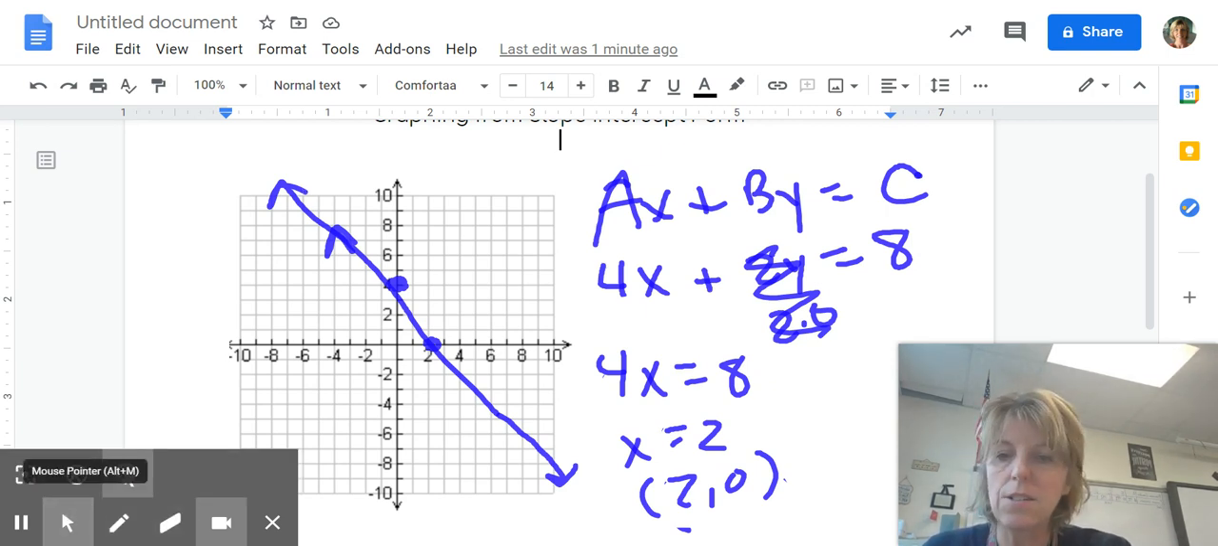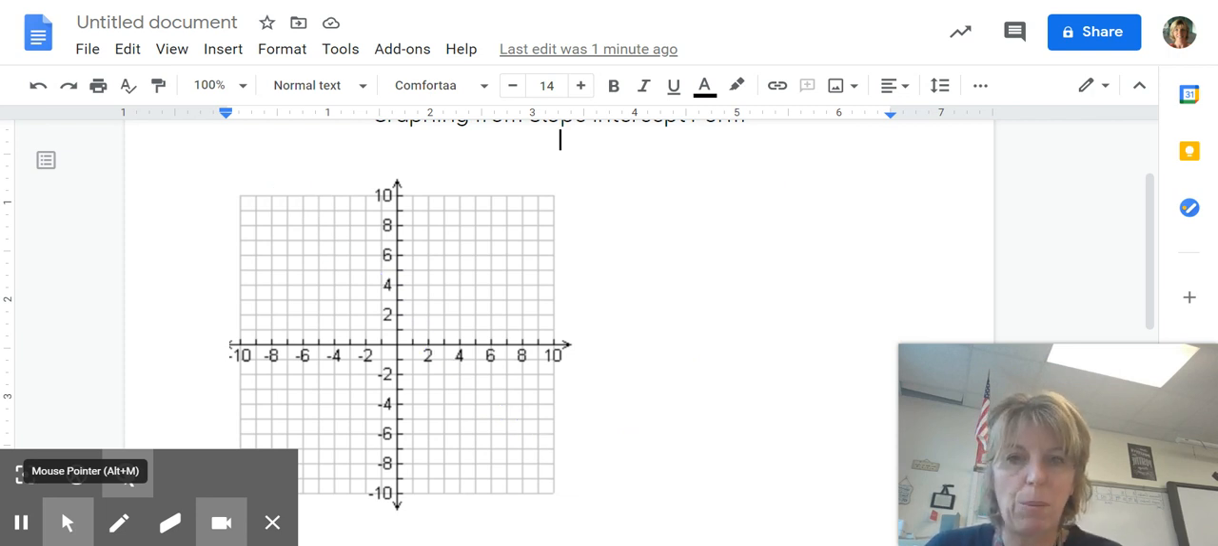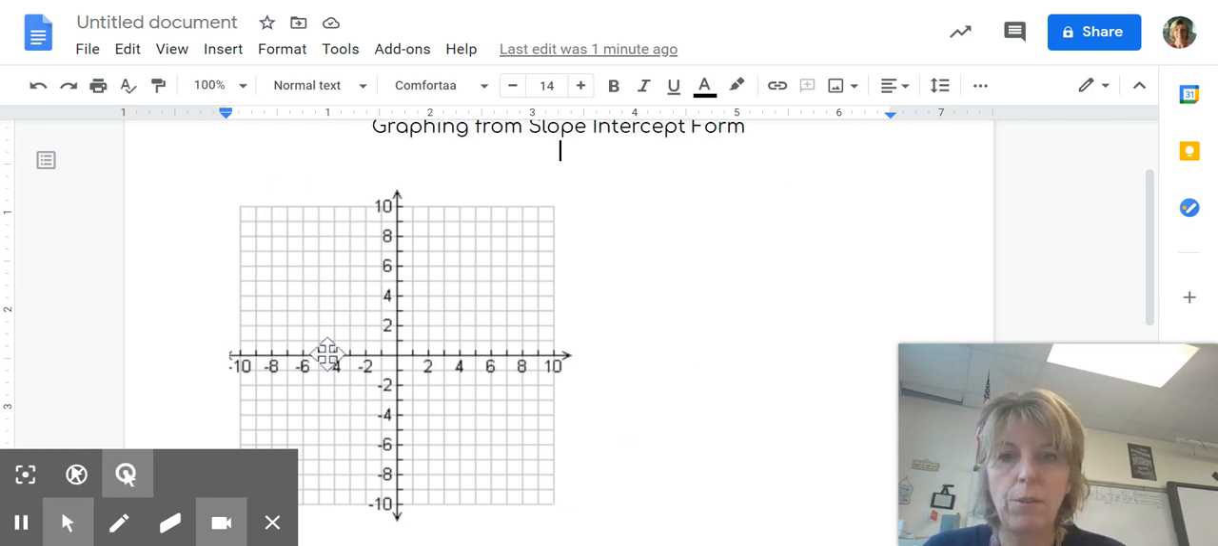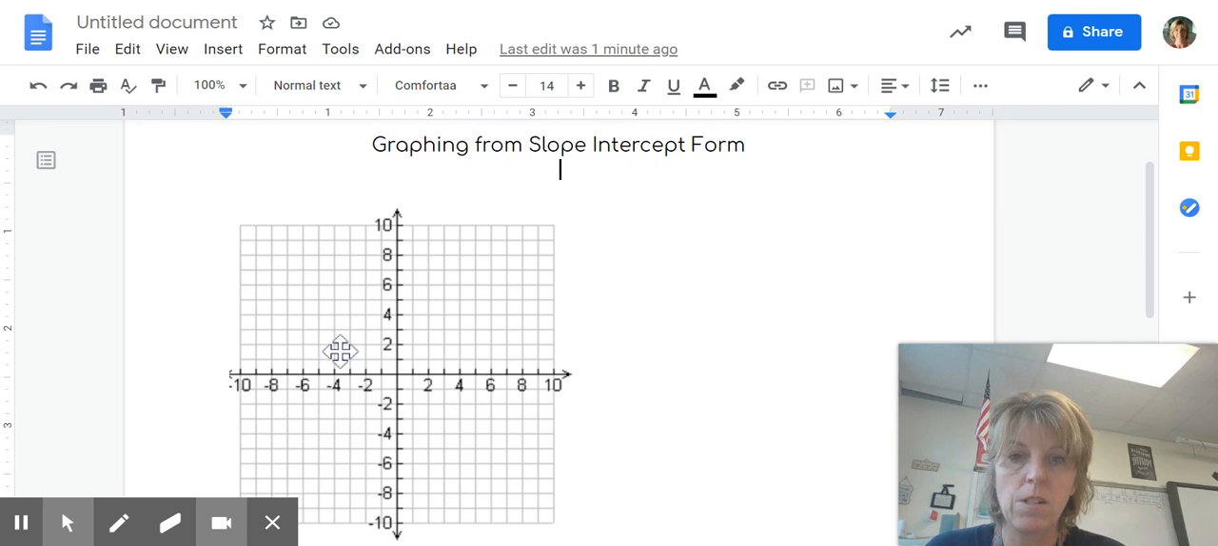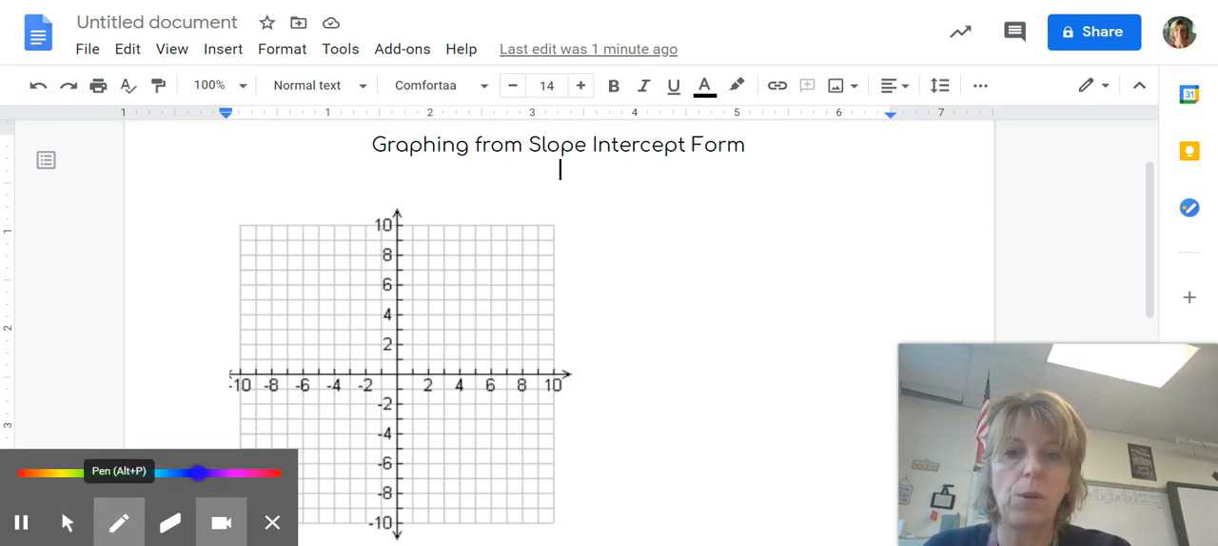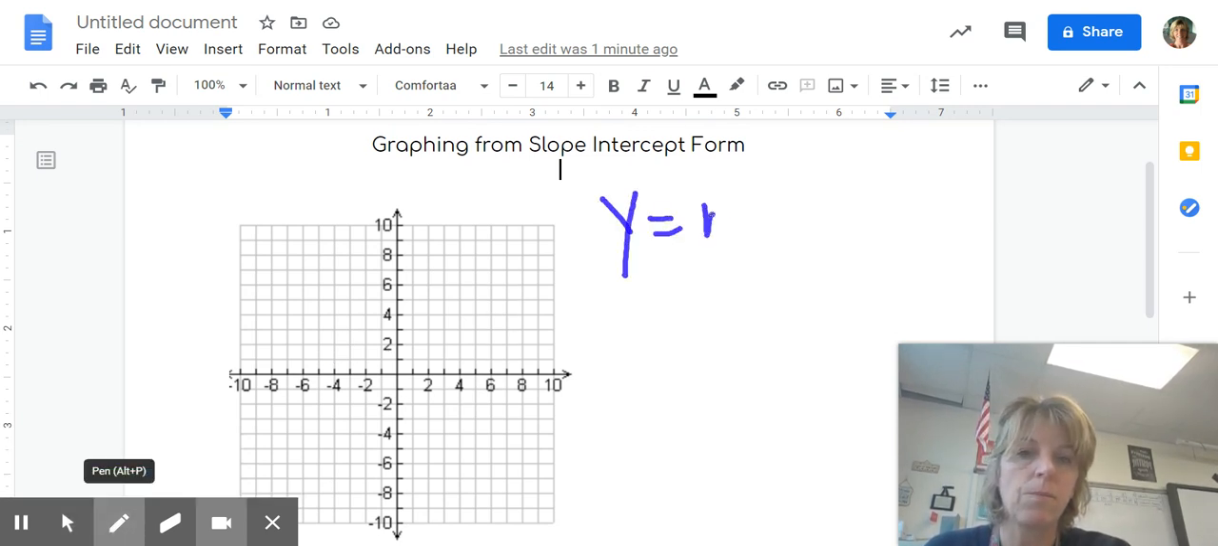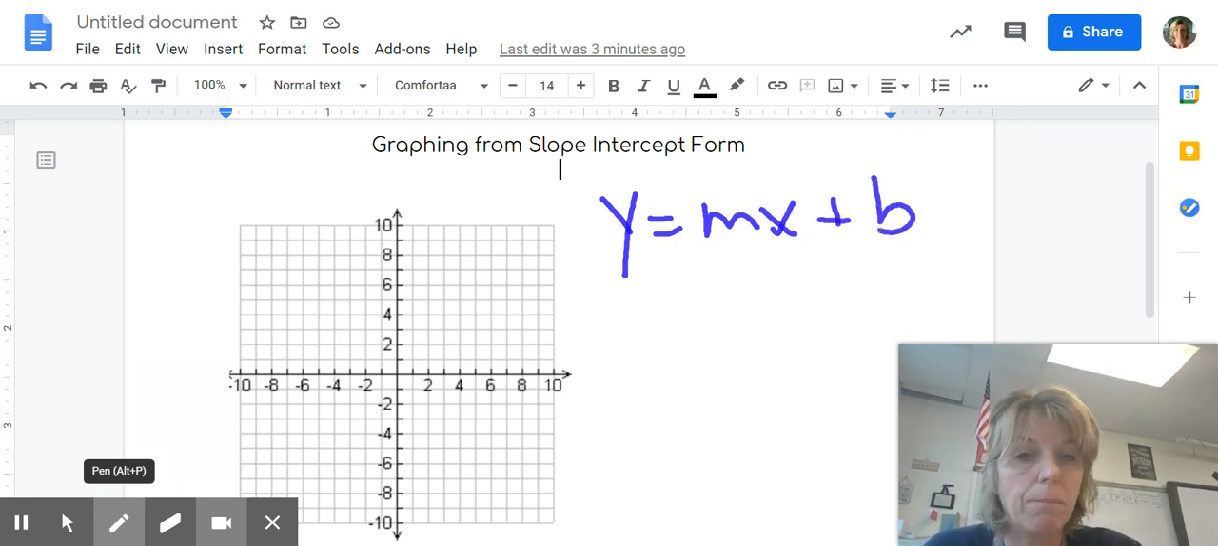Now today's lesson is not a super hard lesson at all. It should go by pretty quickly. It's called graphing from slope intercept form. So slope intercept form, we first of all have to realize that it looks like this. The algebraic form of it looks like this: y equals mx plus b.